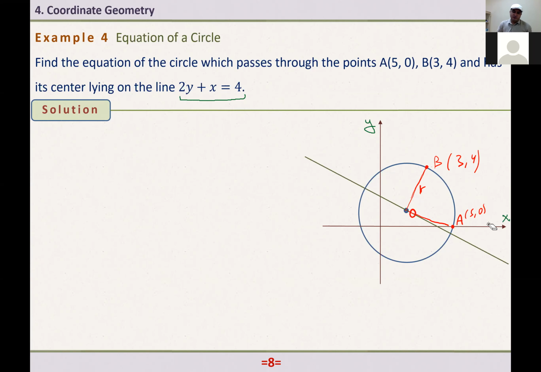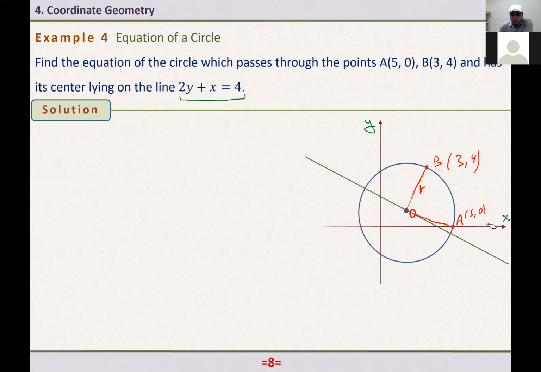Okay, I will show you. Maybe in the other question you will solve this. This is a little bit challenging problem because you need to make use of this information. It says that the center of the circle is lying on this line. Let's solve this question. After that, you'll have a break.